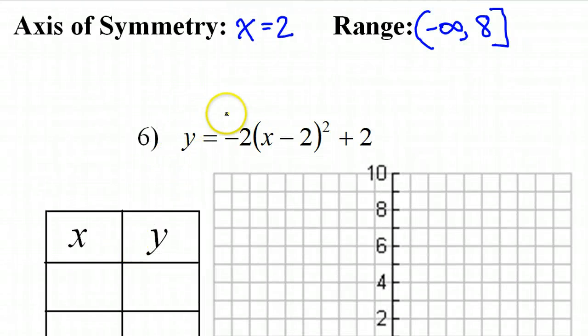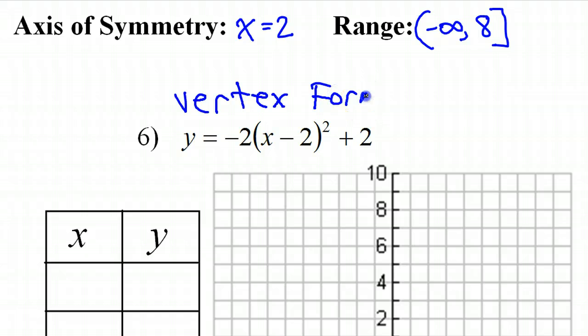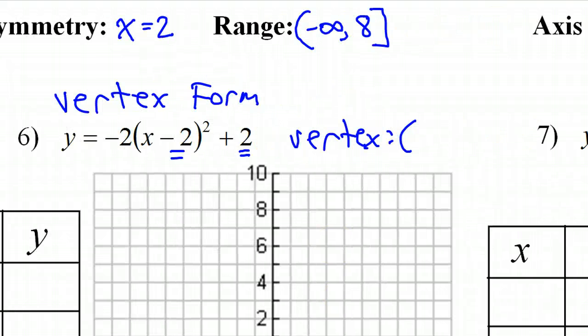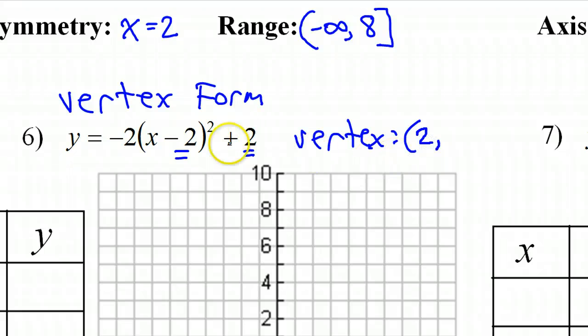Problem number 6. This one is in vertex form. This is what you call vertex form. Now, the beauty of vertex form is you can look at it and know what the vertex is immediately. The vertex is going to be the opposite of this one, and then comma that one. So we have a -2 in here, so the vertex is going to be a +2 comma. This one stays the same. So the vertex should be +2 comma 2. Opposite of this one, this one stays the same.